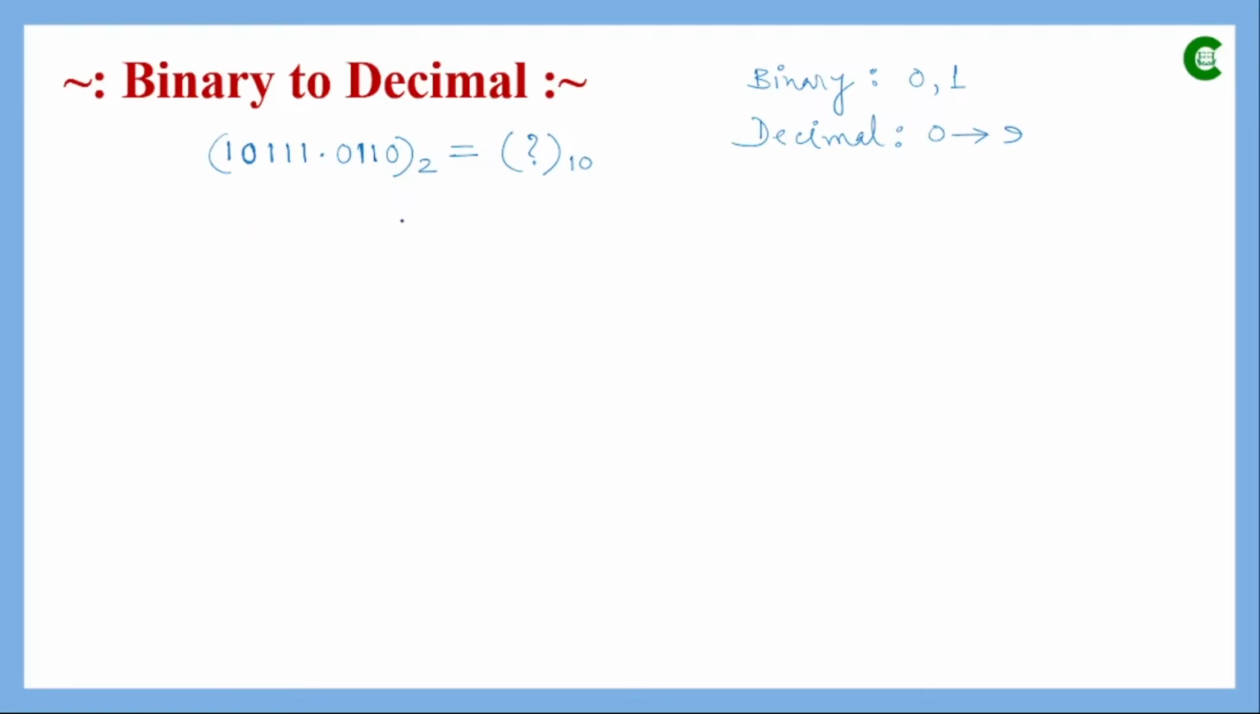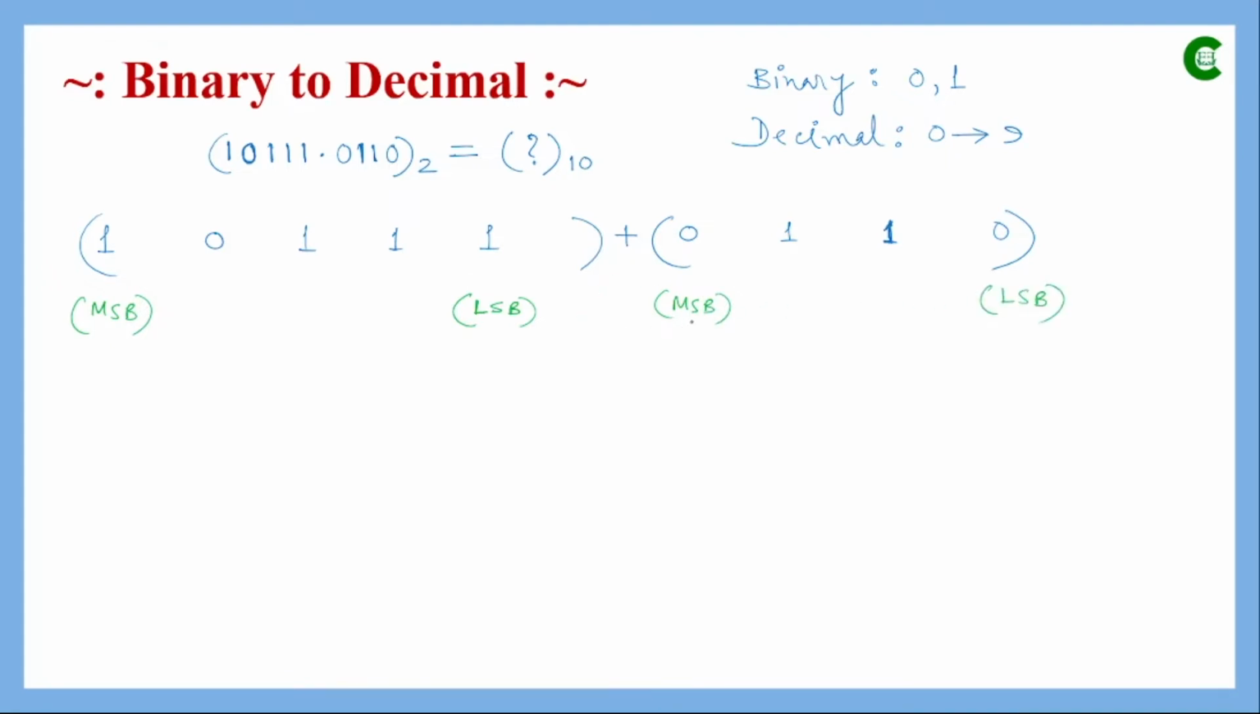So first we will write the digits of integer part and then we will write the digits of fractional part. In integer part, this is our least significant bit, in short LSB, and this is our most significant bit, MSB. Similarly, in case of fractional part, this is our MSB, most significant bit, and this is our least significant bit.